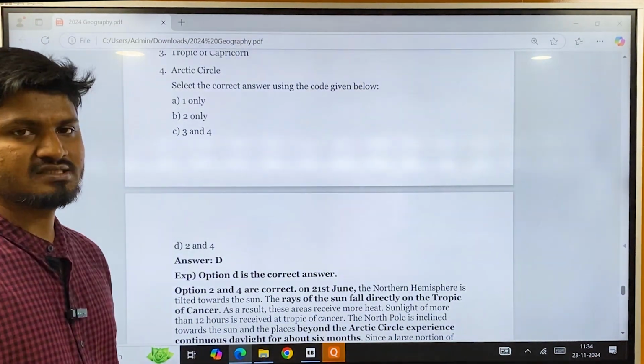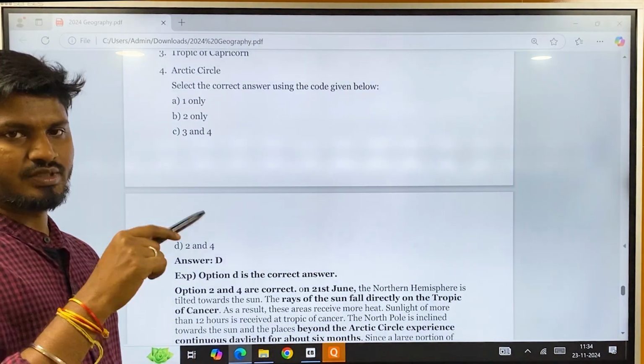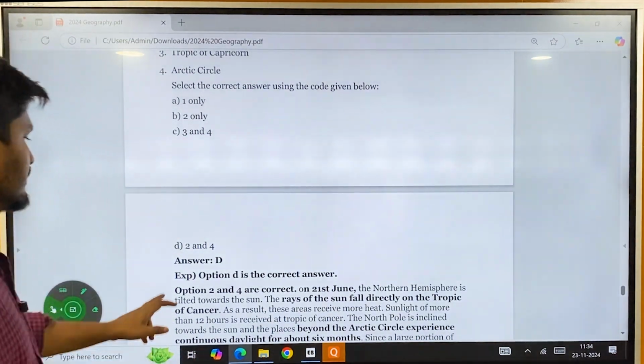Tropic of Capricorn is present in the southern hemisphere. What is the Tropic of Capricorn? That is 23.5 degree latitude. Okay, so 2 and 4 are correct.